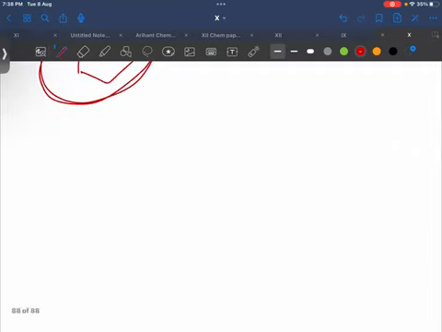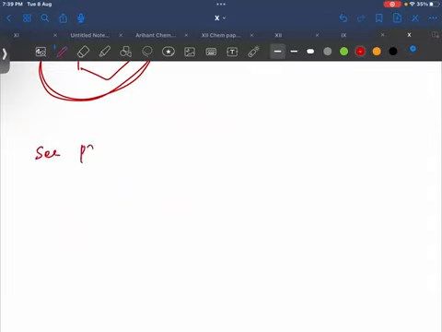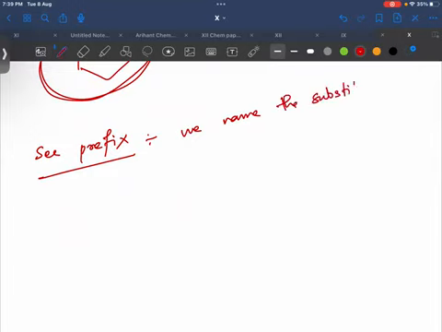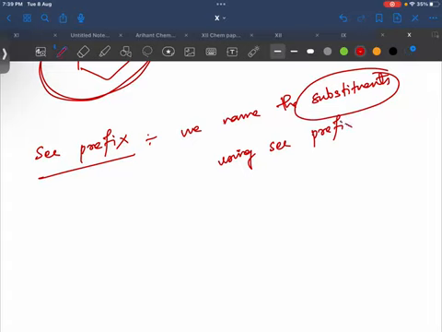Next, write down secondary prefix. In secondary prefix, we name the substituents using secondary prefix. We name the substituents using secondary prefix. Okay? Now the fun begins, watch.